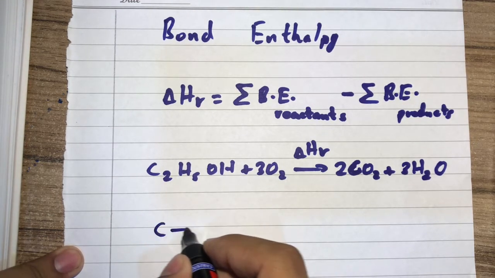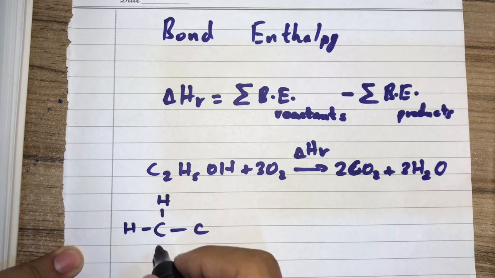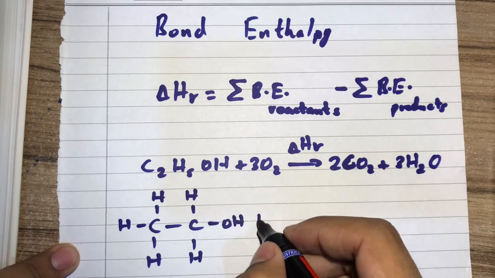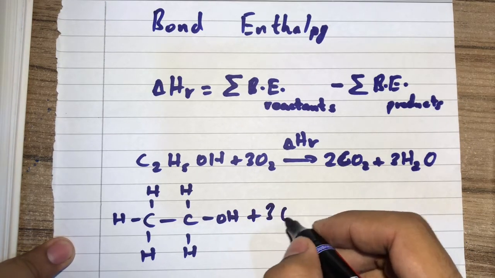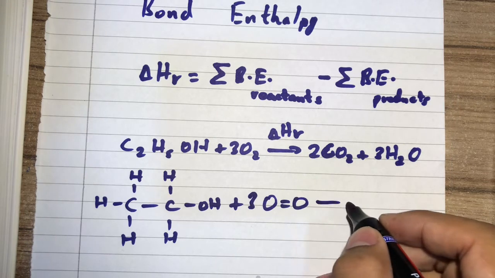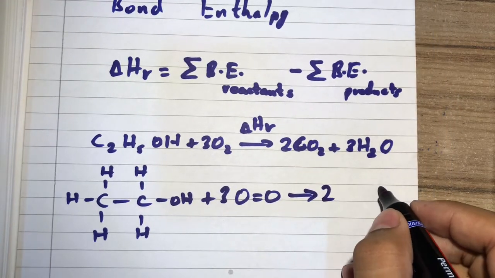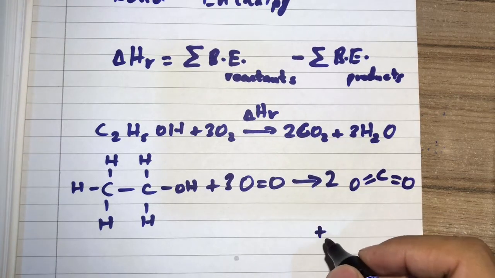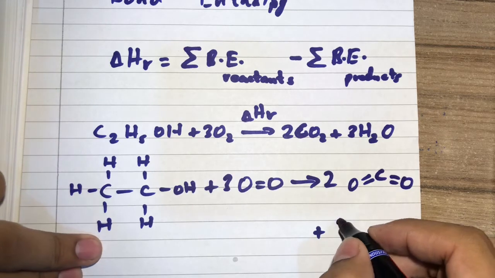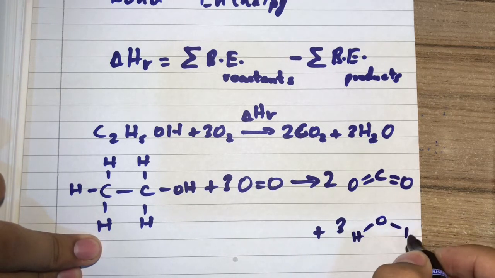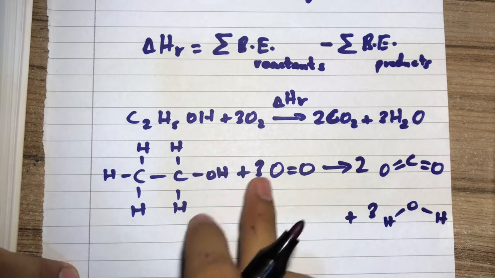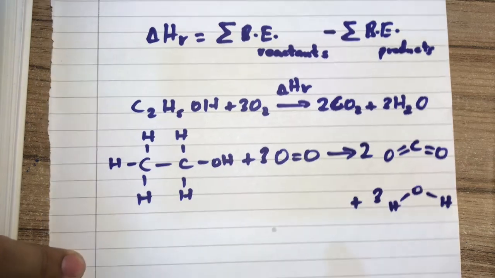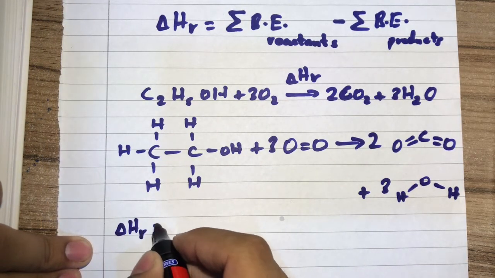So for ethanol, and there's oxygen, there are 3 oxygens. Oxygen has a double bond. There are 2 carbon dioxides. And there are 3 water molecules. Now we have to add all of the bond enthalpies of the reactants and then subtract all of the bond enthalpies of the products. So delta HR equals.